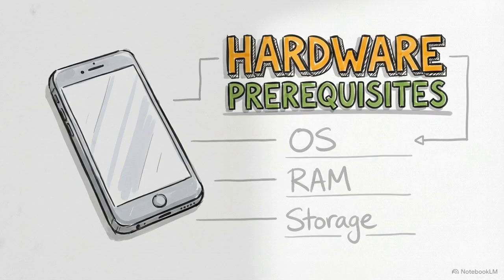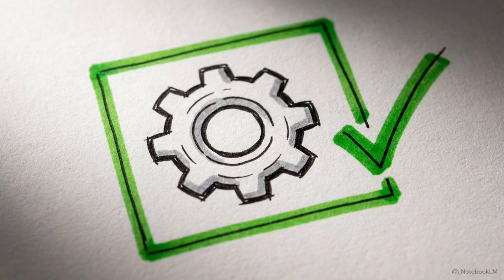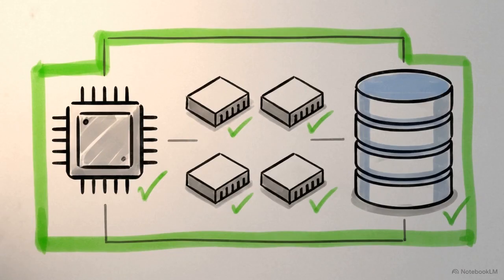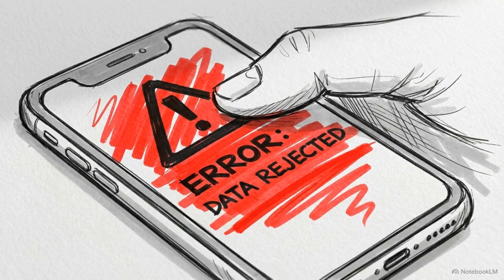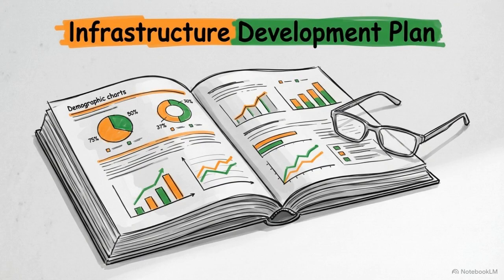To run this app reliably in the field, your smartphone must meet these minimum hardware requirements. Android version 11.0 or higher, though version 15.0 is recommended. At least 4 GB of RAM and 8 GB of available storage. Mastering this app prevents your hard work from being rejected by the system. Accurate data entry ensures that the numbers you collect directly inform future national policies.